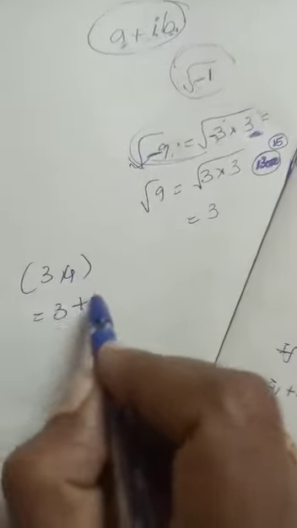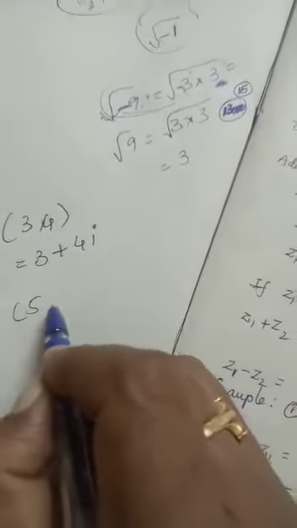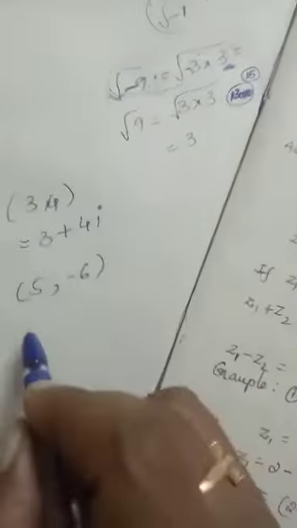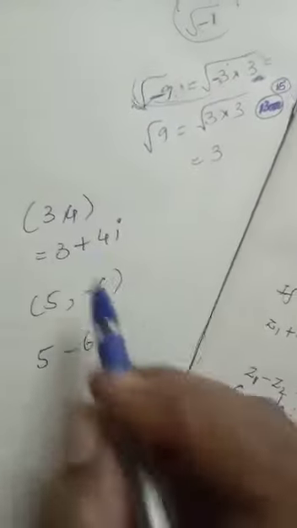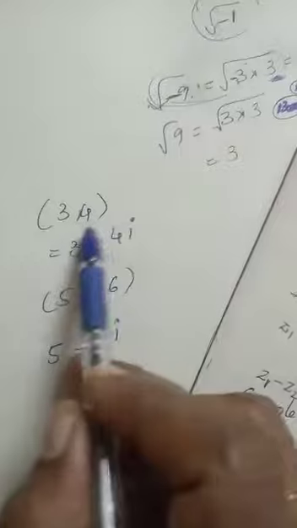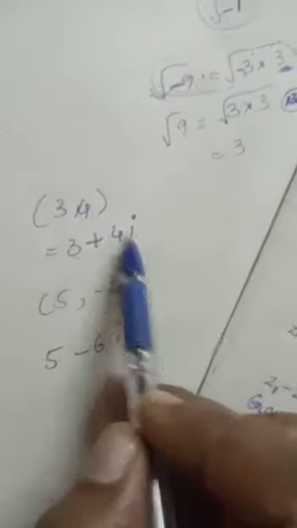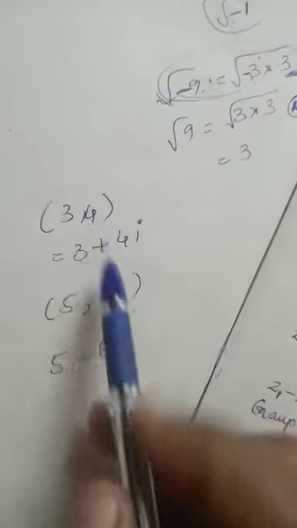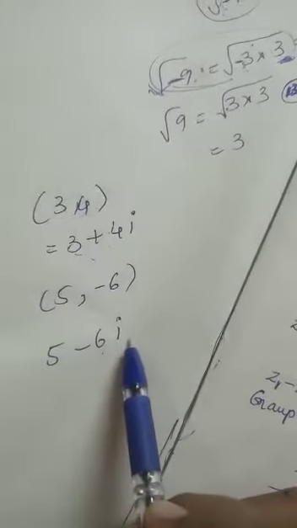Okay. If 3, 4 is the ordered pair, then this can be written as 3 plus 4i. Okay. If 5, minus 6 is an ordered pair, this can be written as 5 minus 6i. If we expand this ordered pair, this can be written as 3 plus 4i. This is real part, this is imaginary part. So like that, 5 is real part and -6 is imaginary part. Okay.